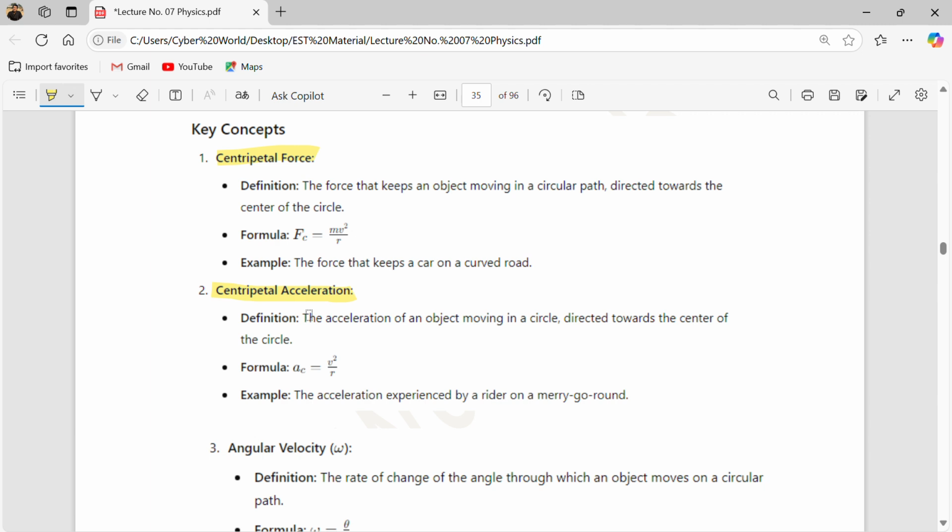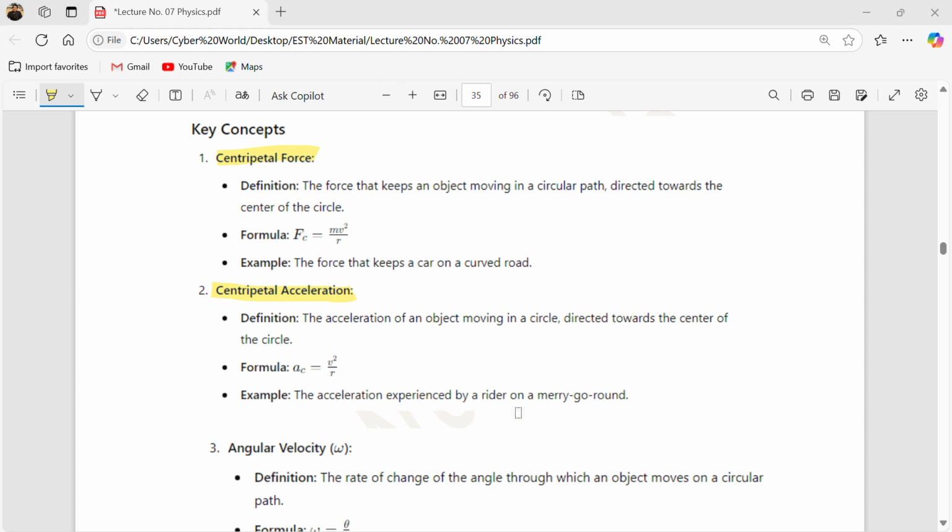And what is centripetal acceleration? This is not centrifugal, this is centripetal acceleration. First is the centripetal force, the force that keeps the body moving in a circle, and centripetal acceleration is the acceleration that keeps the body moving in a circle. The formula of centripetal acceleration is v squared divided by r. These two formulas are very important. Most of the problems come from these formulas.